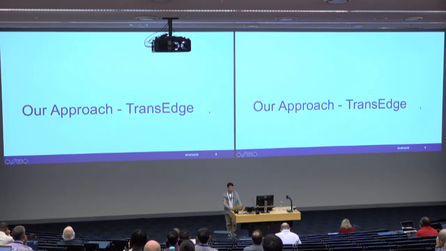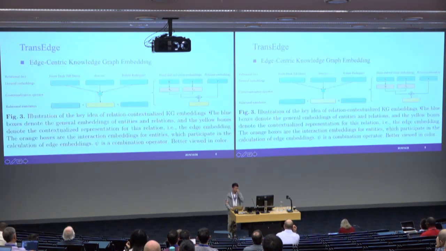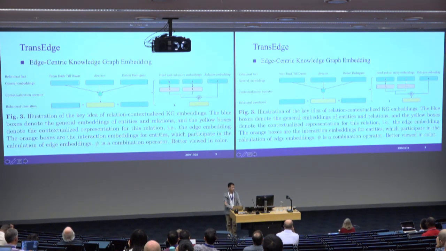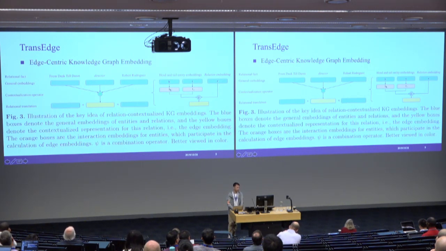Now we will give the details of our model, TransEdge. This figure gives generalized information of our model. In this figure, these two blue boxes are general entity embeddings for the head and tail entities, and this yellow box is the edge embedding for this triple. Here we use the function phi to combine the head entity, tail entity and relation embedding together.